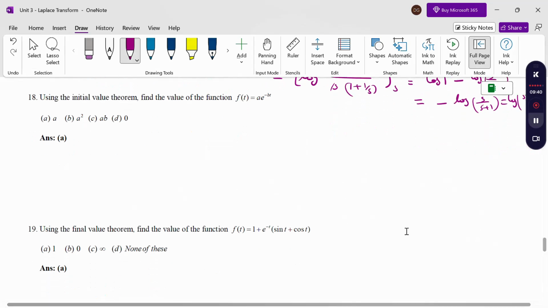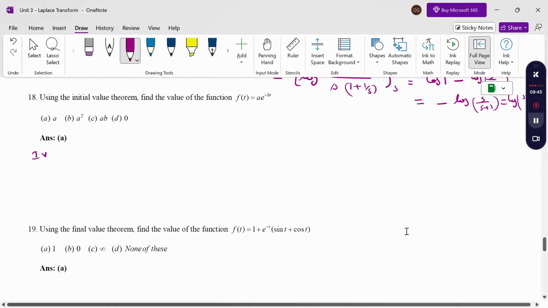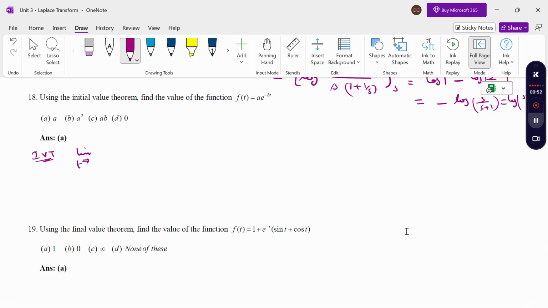And then the initial value theorem. When we are finding the initial value theorem and final value theorem, suppose the problem asks for verification, then we should verify the form: the initial value theorem, limit t tends to 0 of f of t, and limit s tends to infinity of s into F of s.